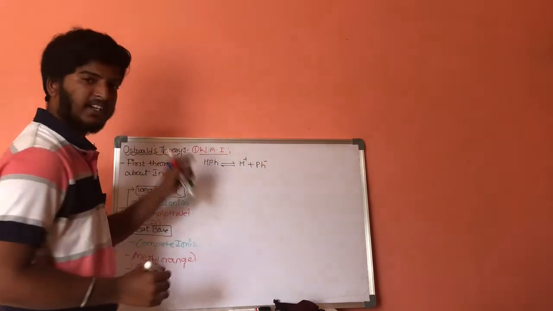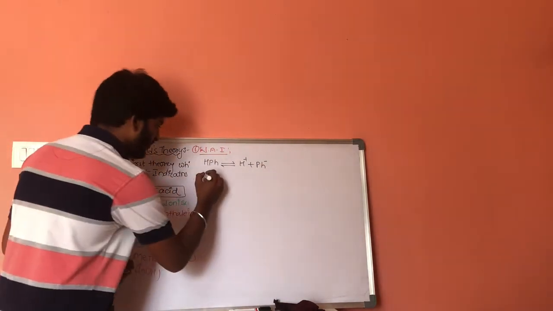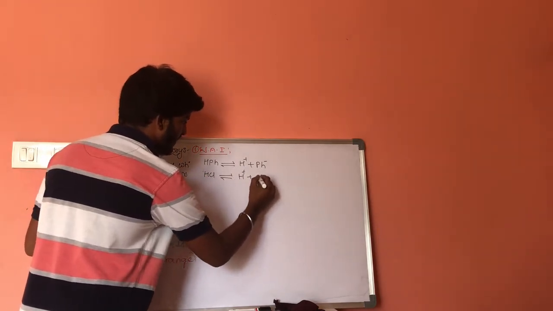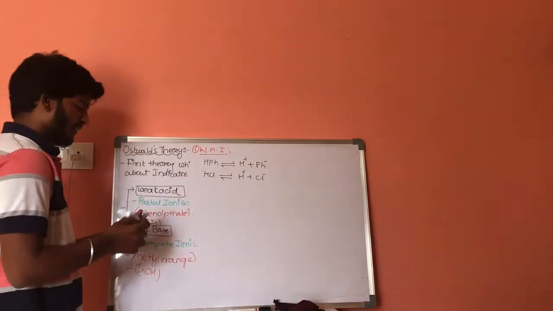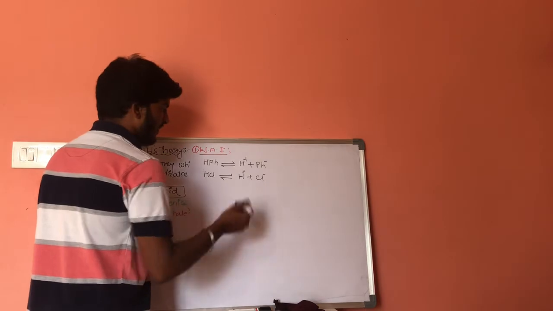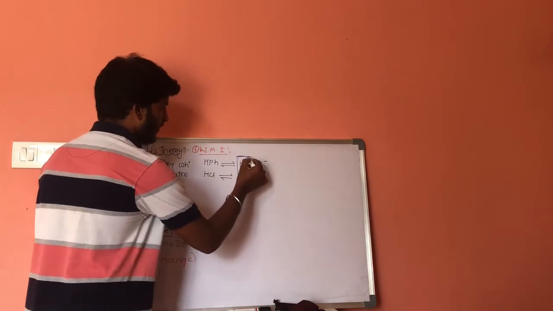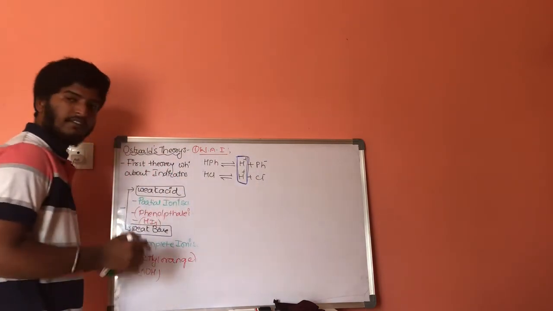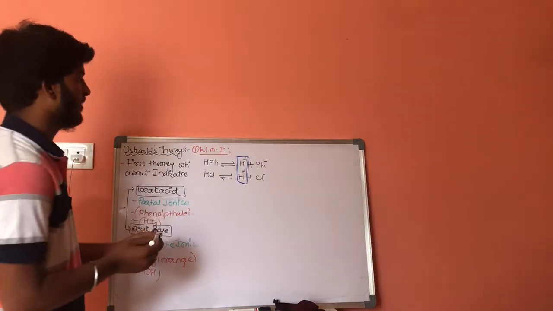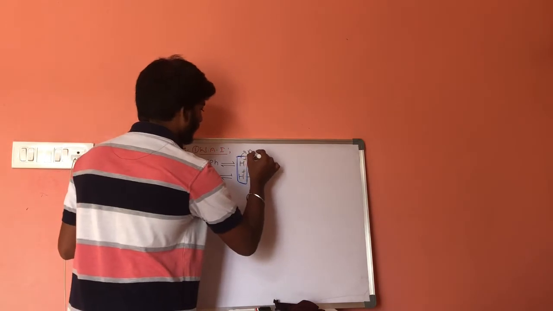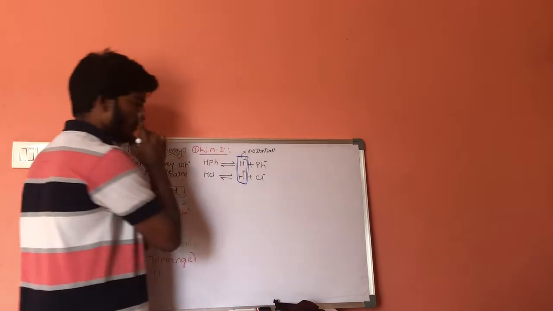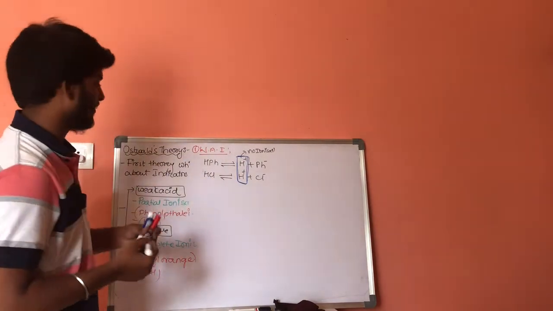Now HCl is added to it. It undergoes ionization, that is H plus and Cl minus. Now there is a common H plus ion, so there is the common ion effect. Because of the common ion effect, there is no ionization. If there is no ionization, then there will be no change of color.